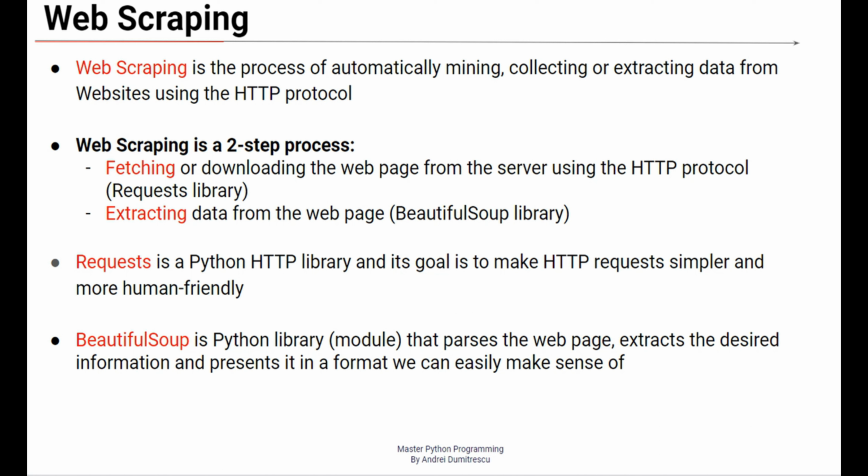Web scraping is a two-step process. The first step involves fetching or downloading the web page from the server using the HTTP protocol. Once fetched, the second step, which is extraction, can take place. The content of the page may be parsed, searched, or copied into a spreadsheet or a database.